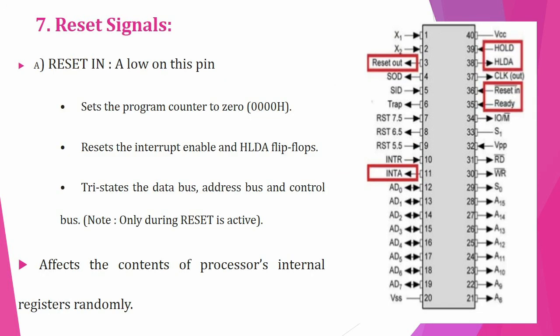Reset signals. The reset signal has two pins, reset in and reset out. Reset in. When the signal on this pin goes low, the program counter is set to 0. The buses are tri-stated and the microprocessor is reset, and it also affects the content of internal registers randomly.